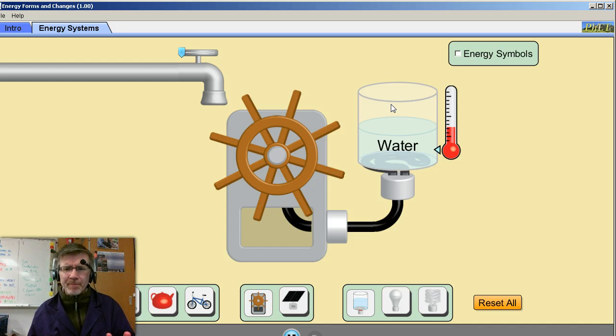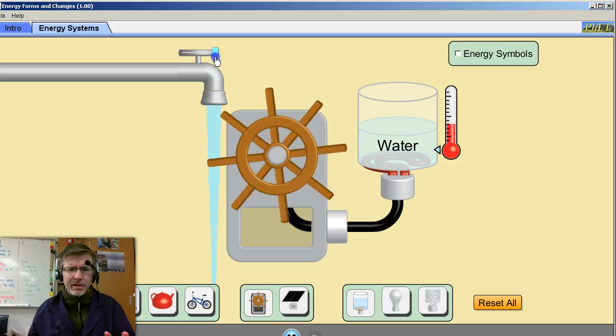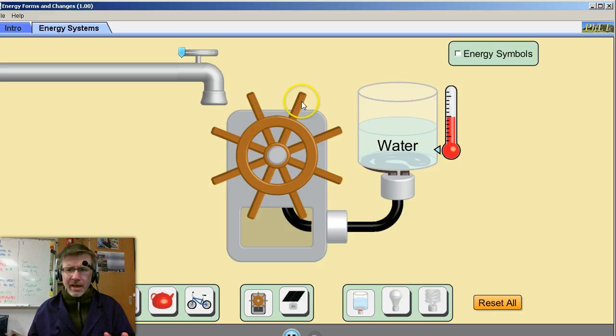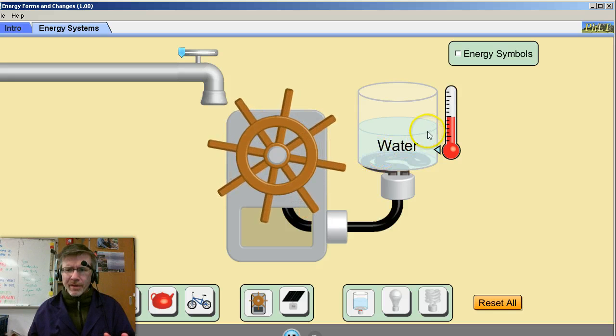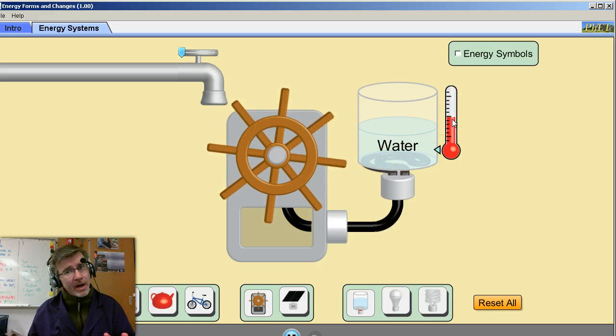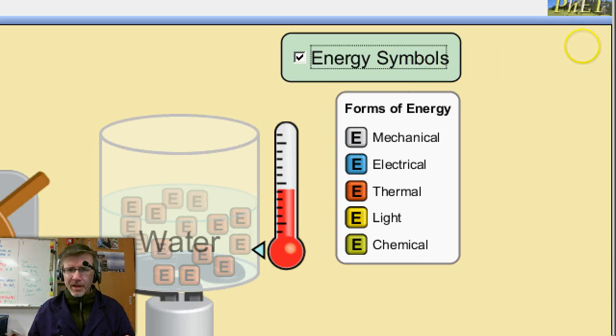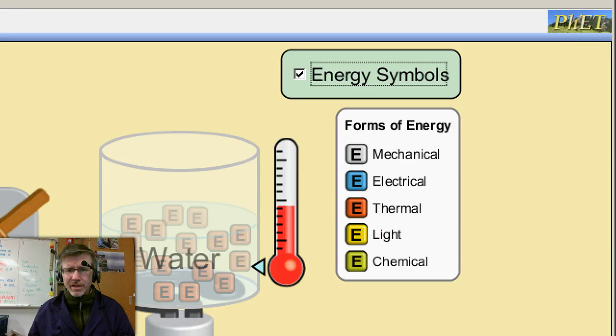So now let's see. It looks like I can turn this on right here. So let me give it a little bit. Okay, it looks like when I turn it on, water comes out, and I can turn it off. And it looks like the thermometer went up a little bit. This is a simulation of a system. I can turn on energy symbols now. So check this out. I can zoom in over here, click this checkbox, and it turns on the energy symbols.